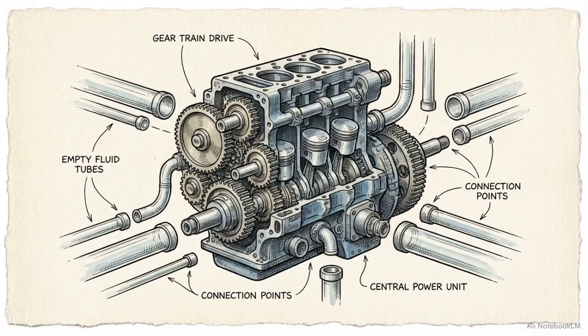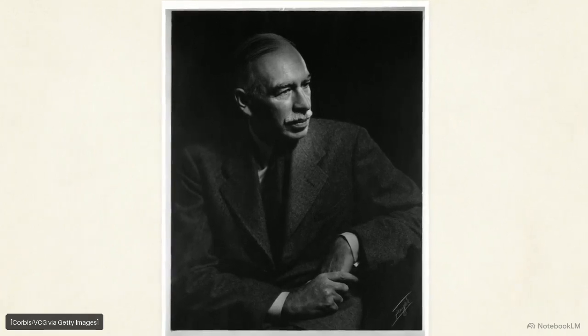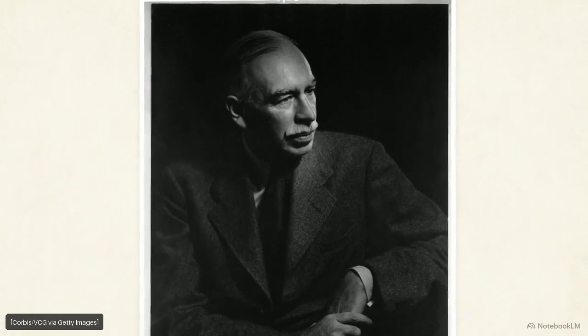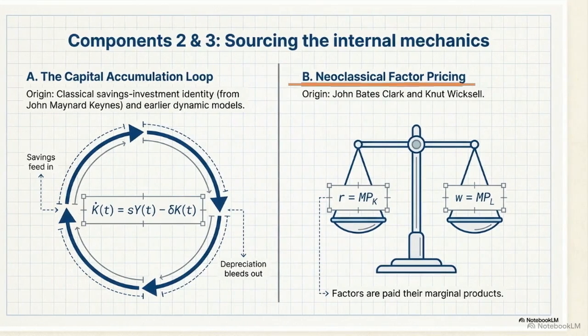With the central engine secured, the system required internal plumbing to run continuously without breaking down. Solow integrated the classical Keynesian savings investment identity to create the first internal mechanism, the capital accumulation loop. This diagram shows the continuous cycle. Savings feed into the system to grow the total capital stock, while depreciation constantly bleeds capital out as machines wear down over time.